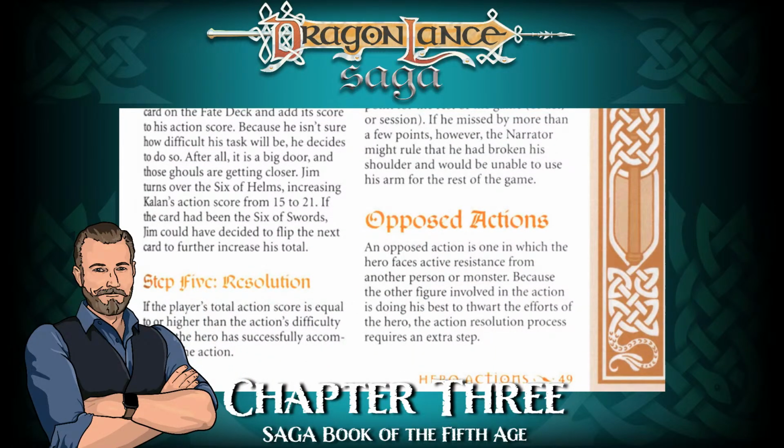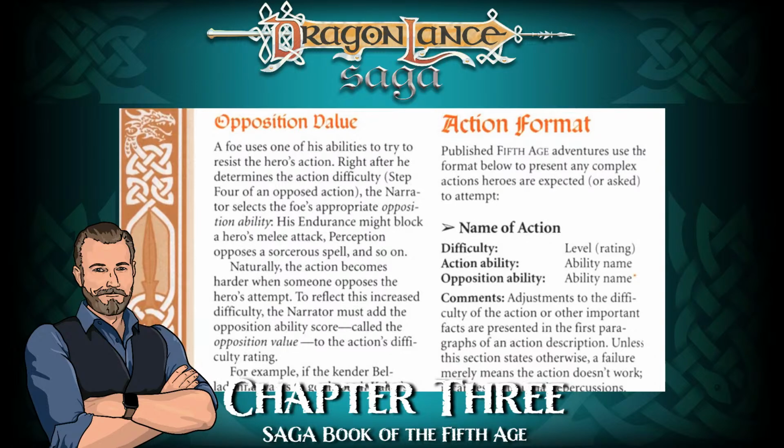Opposed actions. An opposed action is one in which the hero faces active resistance from another person or monster. Because the other figure involved in the action is doing his best to thwart the efforts of the hero, the action resolution process requires an extra step. Opposition value. A foe uses one of his abilities to try to resist the hero's actions. Right after he determines the action difficulty, step 4 of the action resolution, the narrator selects the foe's appropriate opposition ability. His endurance might block a hero's melee attack, perception opposes a sorcery spell, and so on.